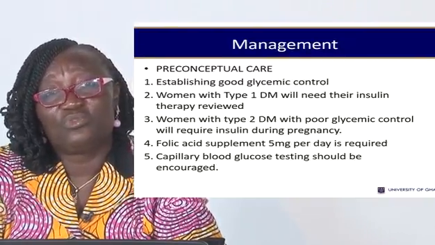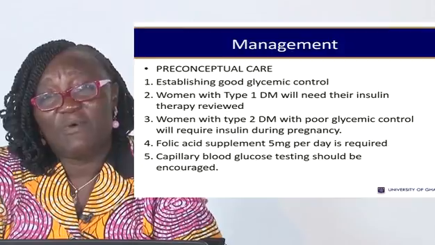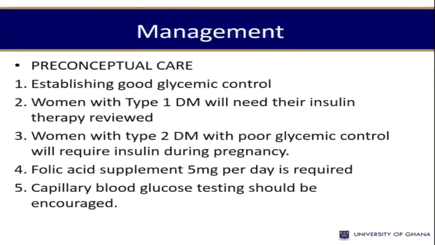Establishing a good glycemic control is important. Women with type 1 DM will need their insulin therapy reviewed. If she was a diabetic and is now pregnant, they will have to review the treatment because the doses she was taking before pregnancy may not be tolerable during pregnancy. And women with type 2 DM with poor glycemic control will require insulin during pregnancy. And then folic acid supplements, 5 milligrams per day is required. And then capillary blood glucose testing should be encouraged.